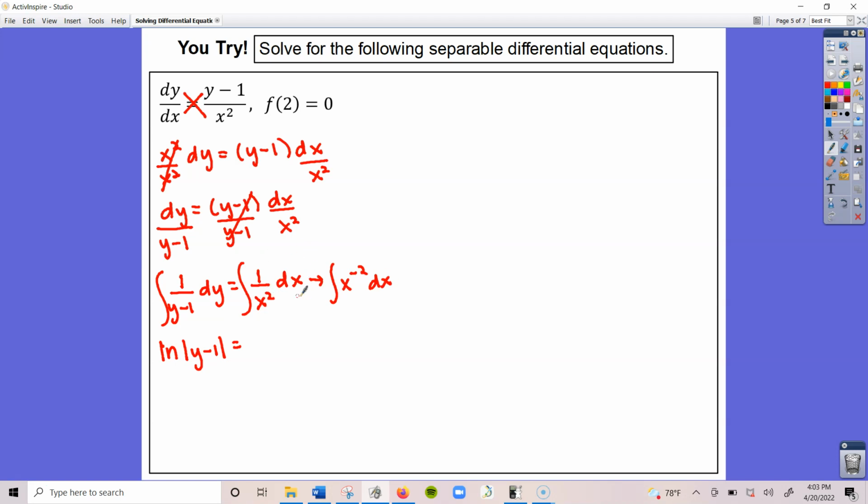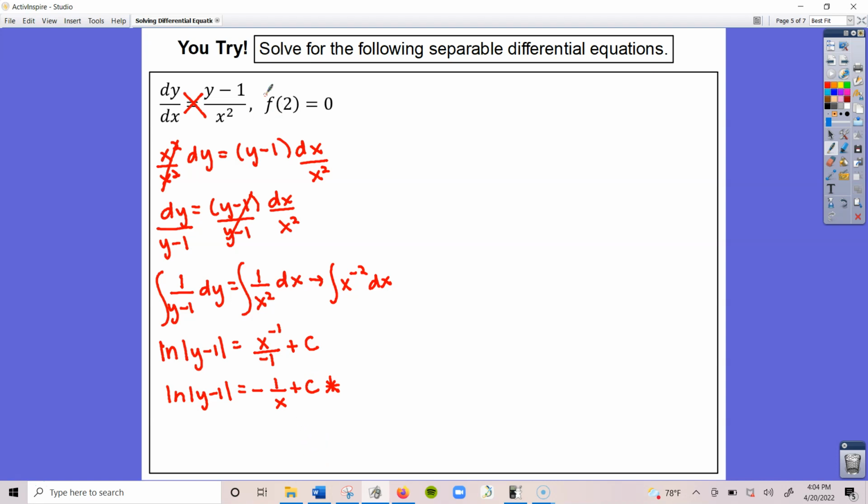I can bring that x squared up. And now I'm going to add 1 to that exponent, which is x to the negative 1, divide by the new exponent, plus c. So what I have so far is the ln of y minus 1 is equal to, now anything divided by negative 1 will be negative. This x to the negative 1 means that the x goes down to the denominator, leaving me with 1 over x plus c. This is my general solution.